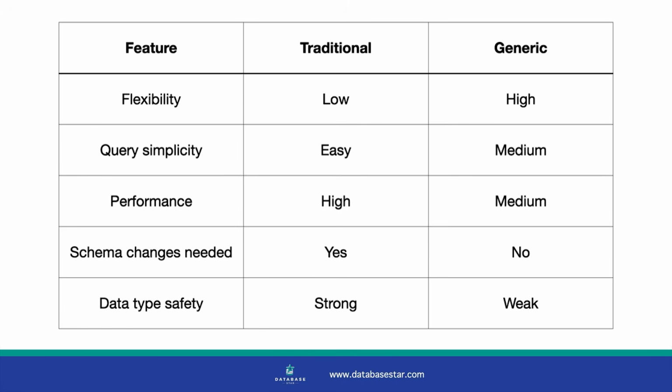Use the traditional model if your attributes are known, stable, and you care about performance, or if you have a pretty good deployment process which allows you to alter the database schema pretty easily. Use the generic or EAV model if your attributes change often or you don't want to update the schema every time you need to add a new product feature or attribute.